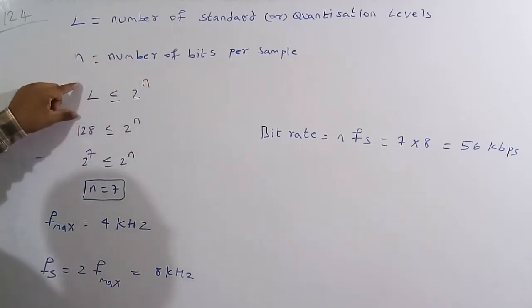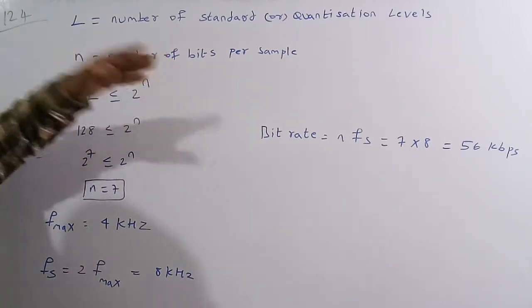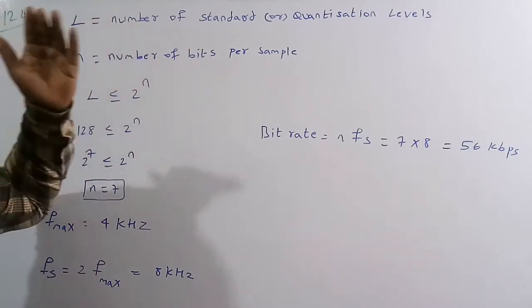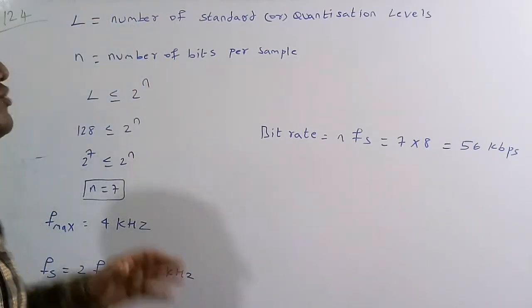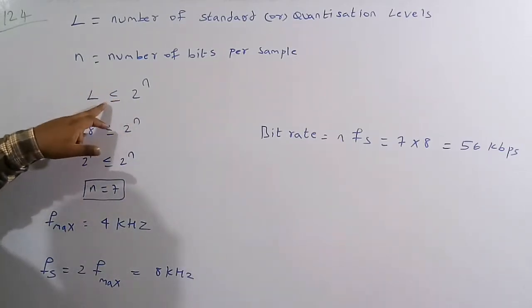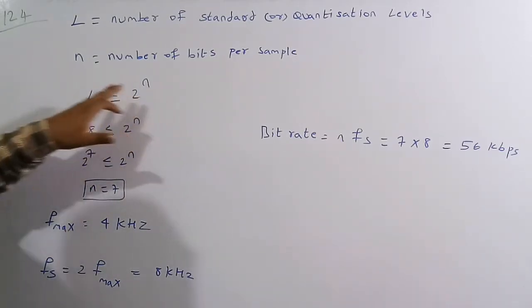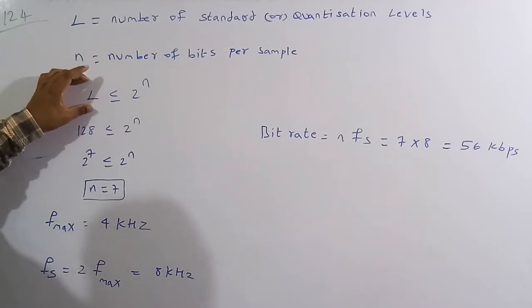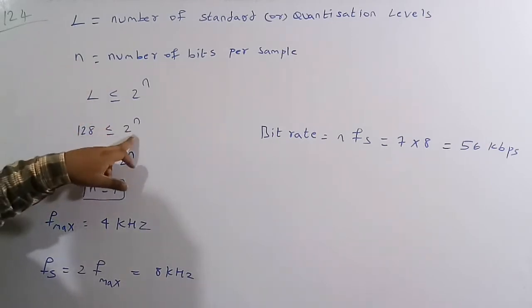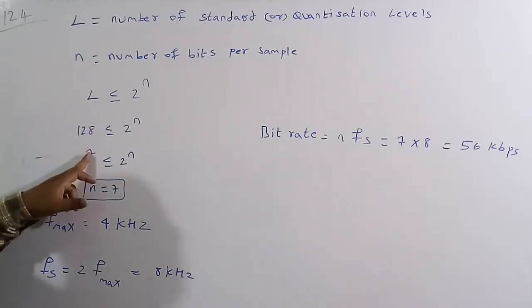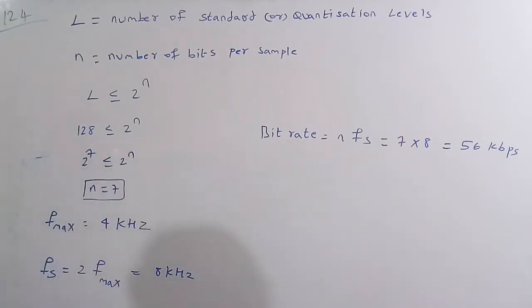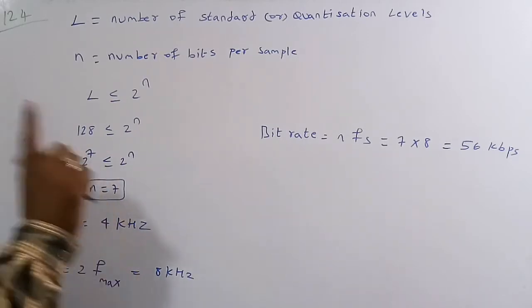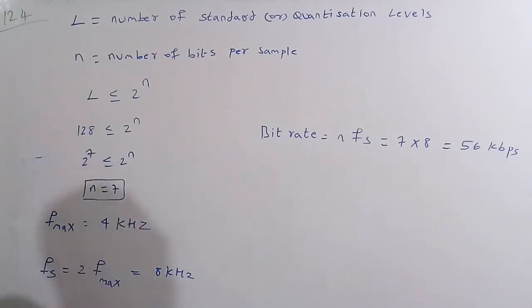Meaning the number of levels can be lesser than 2 to the power of n, but not more, because with the help of n bits we can make only 2 to the power of n levels. So the number of levels must be less than or equal to 2 to the power of n. In the question they are given that the number of standard levels is 128, which is less than or equal to 2 to the power of n. So 128 means 2 to the power of 7, less than or equal to 2 to the power of n. By comparing both, we get n equal to 7. So with n equal to 7 bits, for each and every sample we have to go for 7 bits.